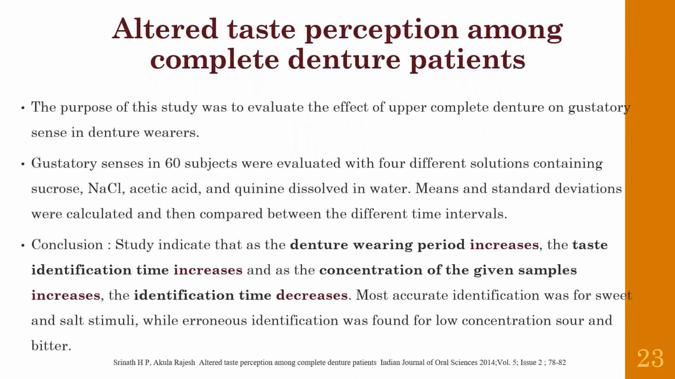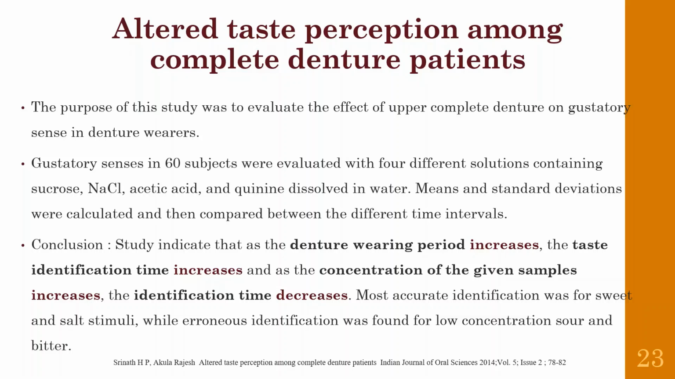Altered taste perception among complete denture patients. The purpose of the study was to evaluate the effect of upper complete denture on gustatory sense in denture wearers. The gustatory senses in 60 subjects were evaluated with 4 different solutions containing sucrose, sodium chloride, acetic acid, and quinine dissolved in water. Means and standard deviation were calculated and then compared between the different time intervals.